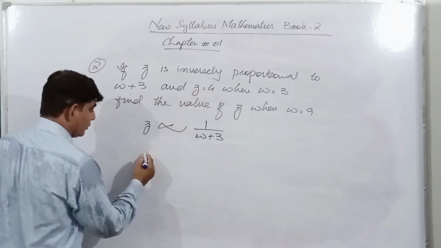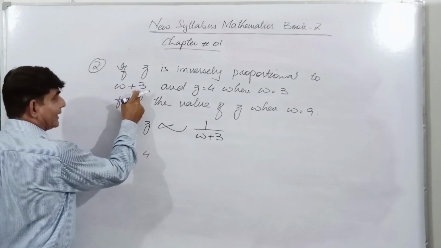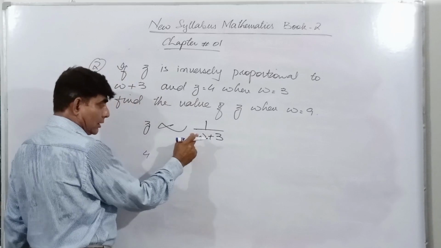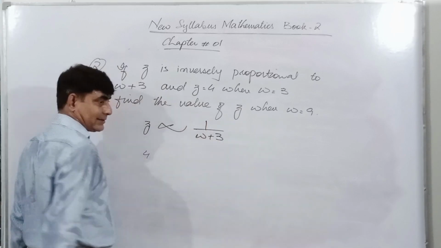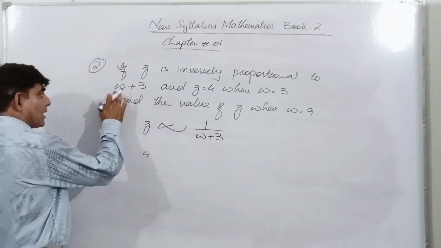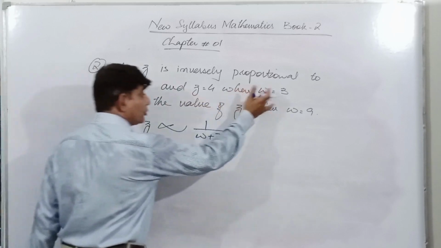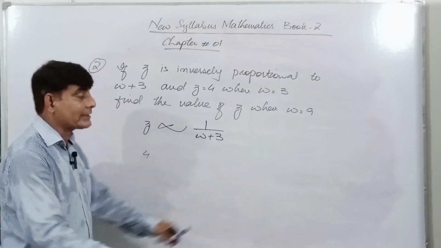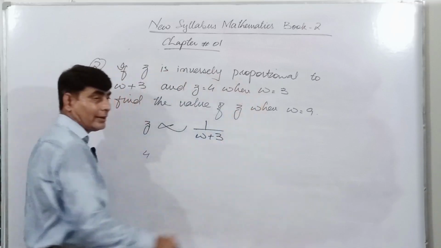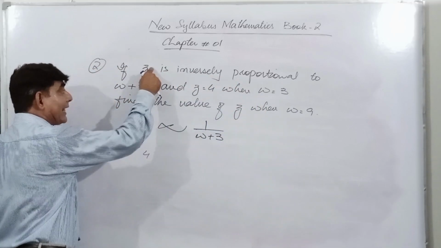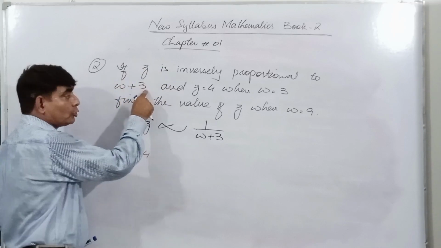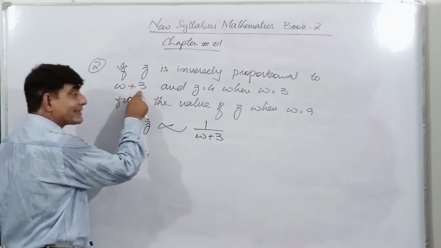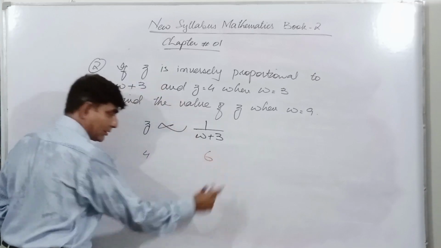Z is 4 and W plus 3. When W equals 3, put the value 3 over here. 3 plus 3 is 6. We have to place the value of W equal to 3 in W plus 3. As there is no relation between Z and W, there is a relation between Z and W plus 3. So when W equals 3, put the value over here. 3 plus 3 is 6. So you must write down 6 over here.